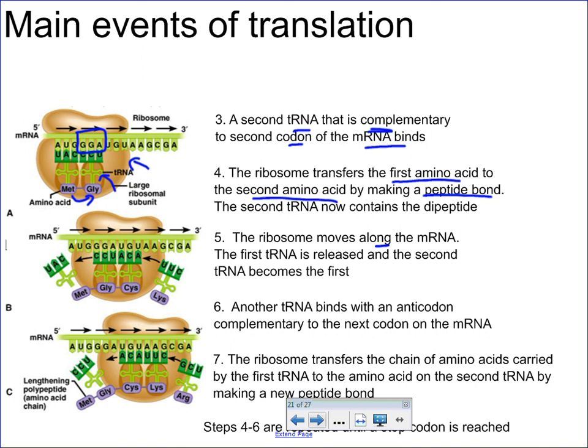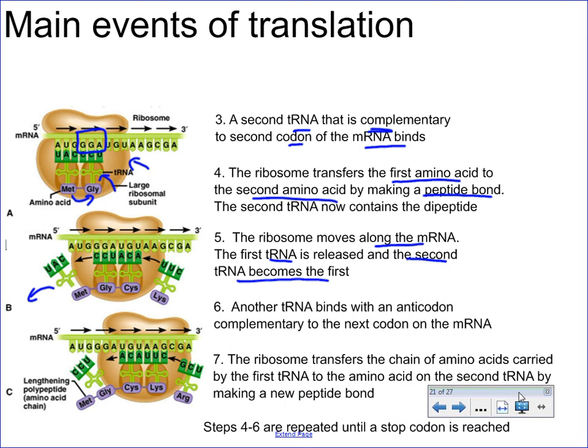The ribosome will then move along the mRNA. The first tRNA gets released, so it's a spent tRNA, it gets discharged, and then now the second tRNA will now become the first tRNA. Another tRNA will bind with an anticodon complementary to the next codon on the mRNA. So the next codon in the sequence now allows the next tRNA into the ribosome that carries the amino acid coded for by that codon.